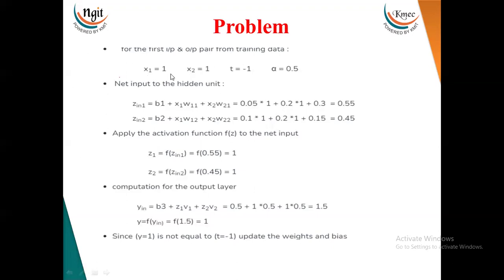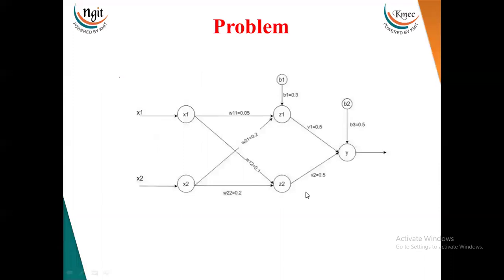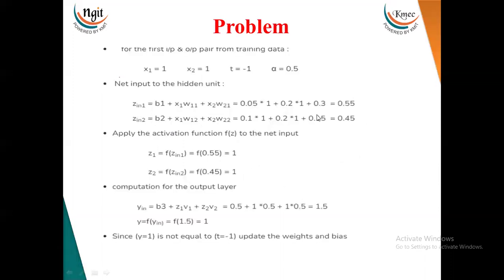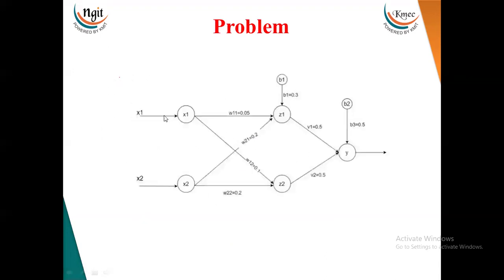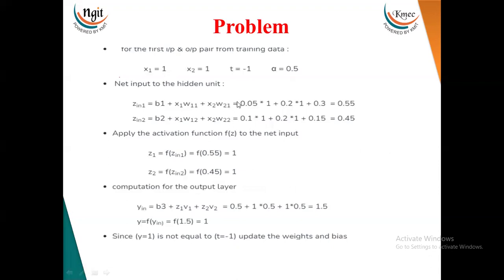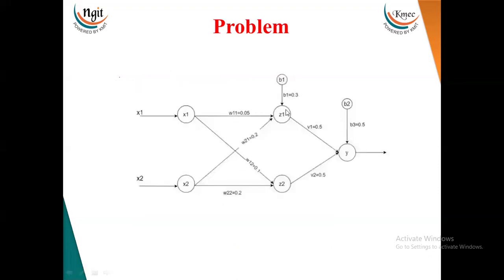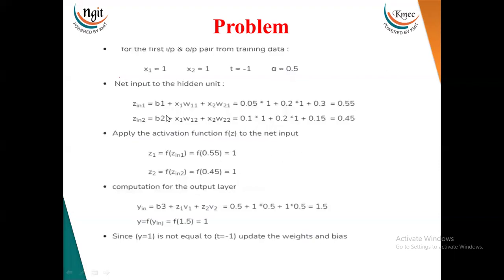So in the first step, x1 equal to 1, x2 equal to 1, t equal to -1, alpha equal to 0.5. Now Zin, because we have two here, this is Z1 and Z2. So Zin1 is calculated with the help of B1 plus x1 w11 plus x2 w21. B1 is 0.3, w11 is 0.05, x1 is 1, w21 is 0.2 and x2 is 1. So I'll get 0.55.